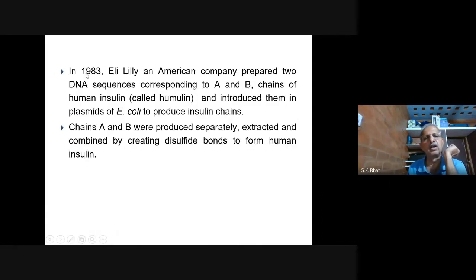In 1983, Lilly, an American company, prepared two DNA sequences corresponding to the A and B chains of human insulin, and introduced them into plasmids of E. coli to produce insulin chains. Chains A and B were produced separately, extracted, and combined by creating disulfide bonds to form human insulin. It is called humulin, right? You must remember it is the Lilly company that prepared this.